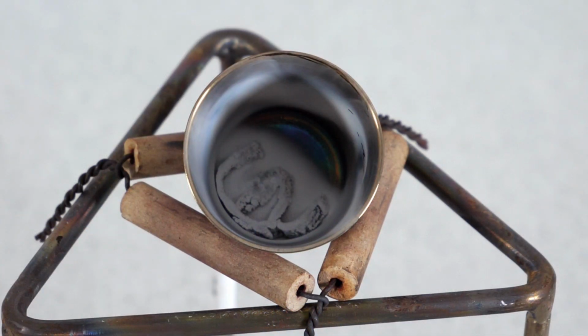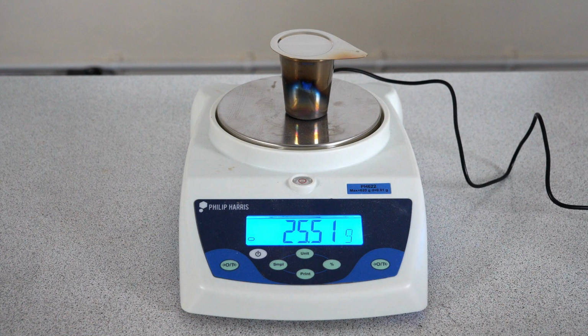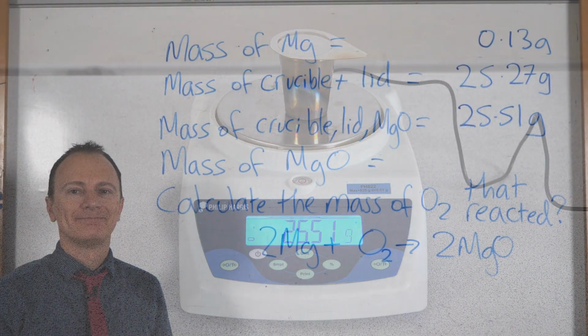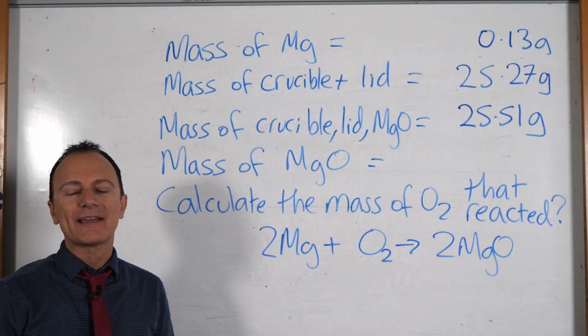And there's the white magnesium oxide powder in the bottom of the crucible. The crucible and lid is then reweighed along with the magnesium oxide inside, and we can see that the mass has increased to 25.51 grams. So the exam question could be set out like this.